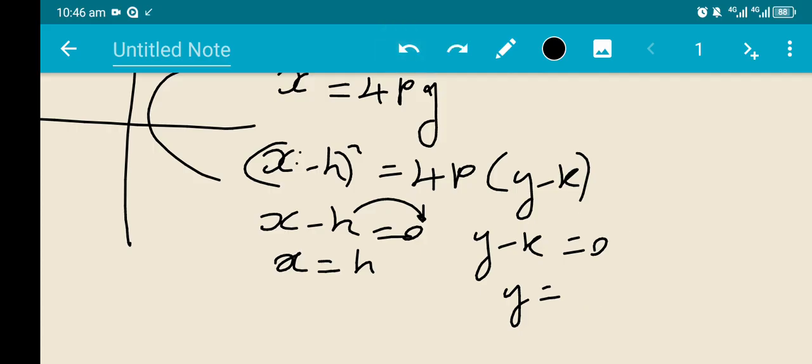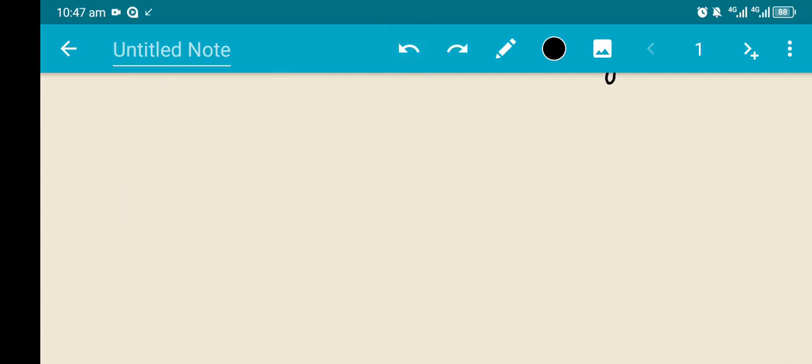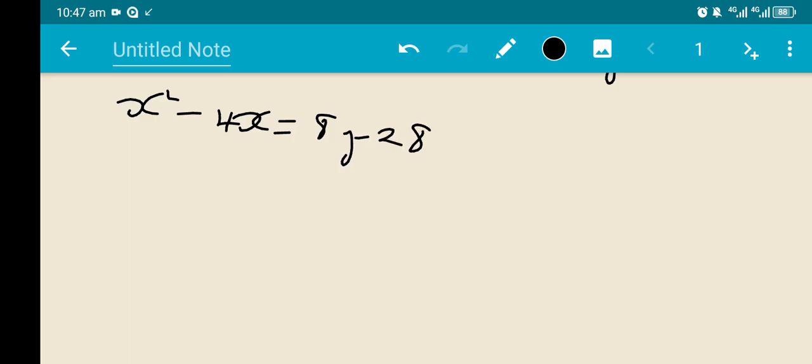So let's do some examples. We're being told, determine the vertex, foci, and directrix, and sketch a graph of the parabola that is given by the equation x squared minus 4x equals 8y minus 28. What we first have to do is rearrange this into the standard equation. For us to do this, let us use the completing the square method, what we had done previously. The y's are separate from the x. So let's first deal with the x.